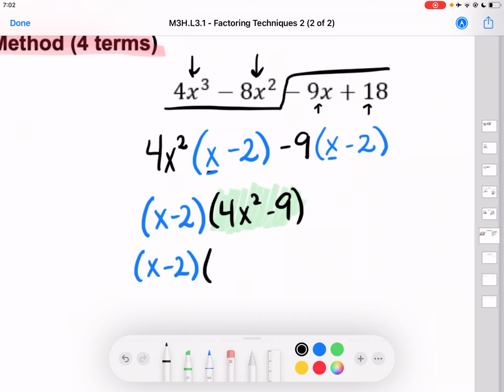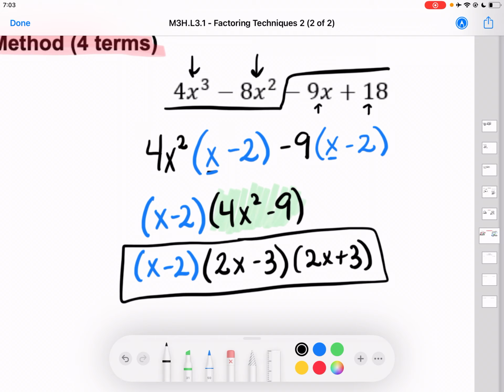So 4x squared minus 9 would be the same thing as 2x minus 3 times 2x plus 3, because 4 and 9 are perfect squares. And you do the opposite signs because negative 3 times 3 would give you that negative 9. Done.